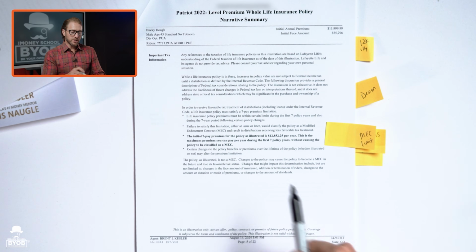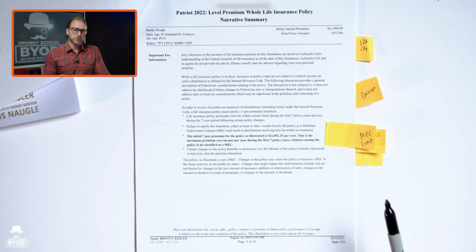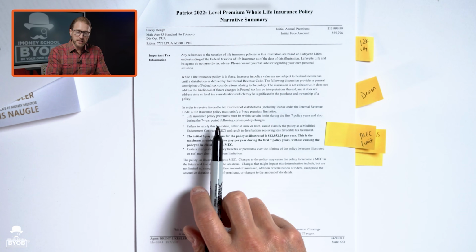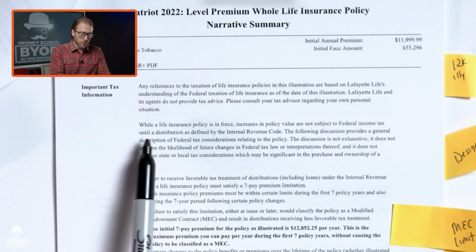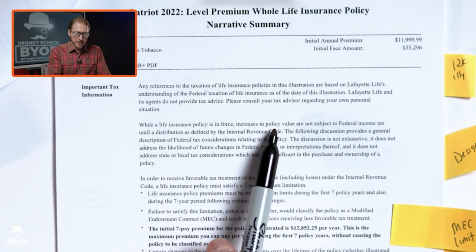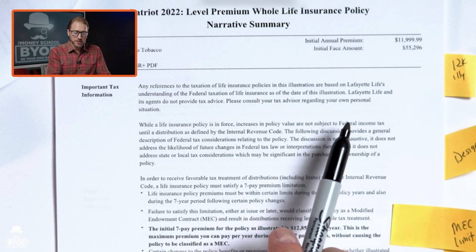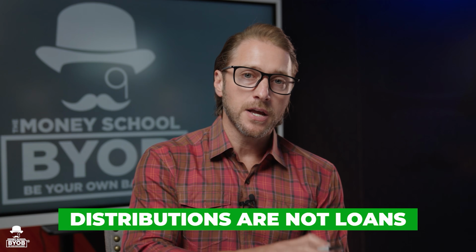Tax information. This is really going to go through and explain how life insurance is taxed. You're welcome to read this. You could have your CPA read this. I can't give you tax advice on anything, but while a whole life insurance policy is in force, increases in the policy values are not subject to the federal income tax until a distribution is taken as defined by the Internal Revenue Code. Now, distributions are not loans. Distributions would be when we talk about taking a withdrawal.